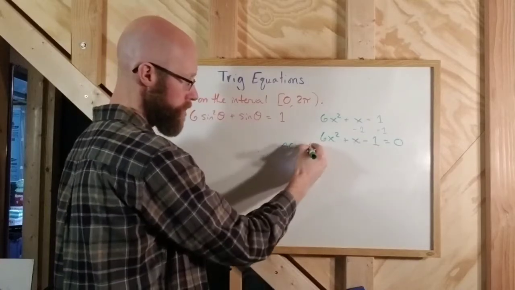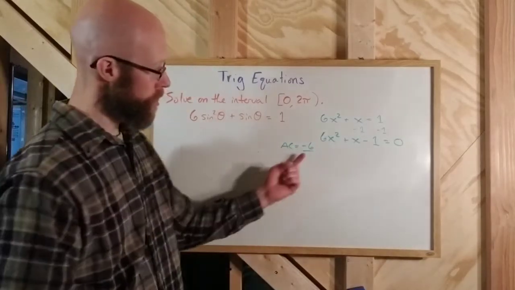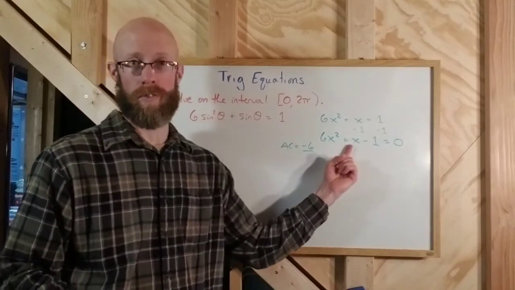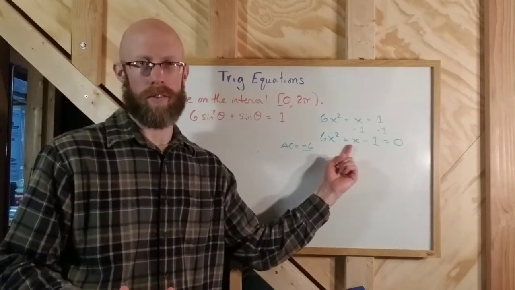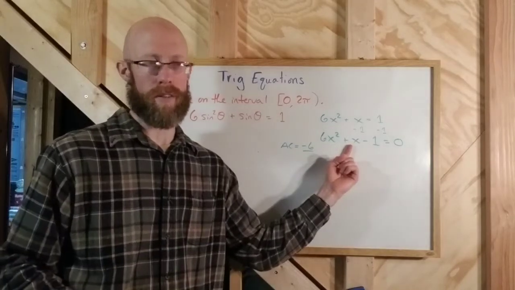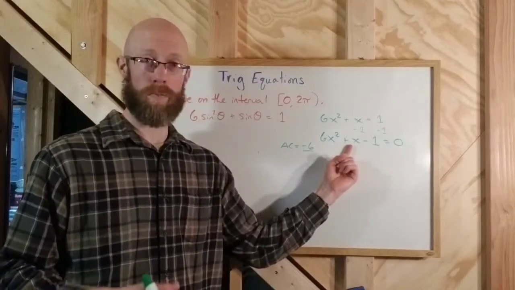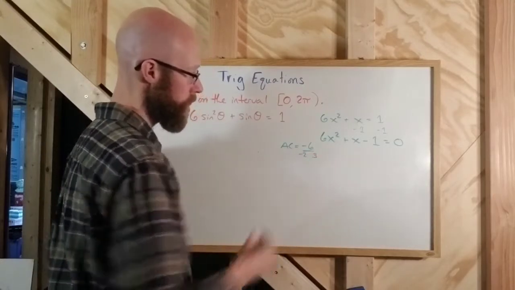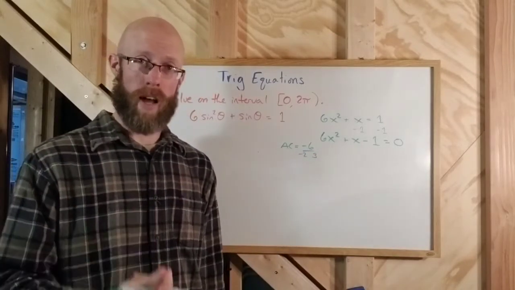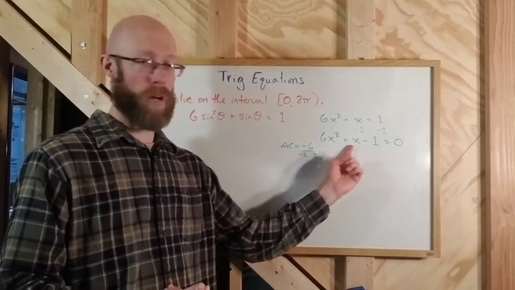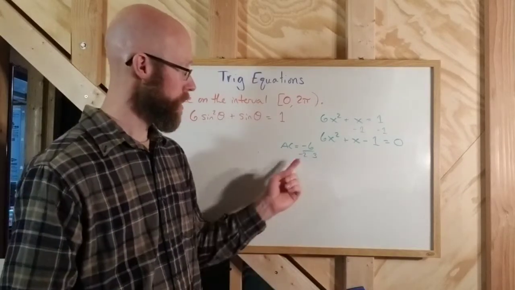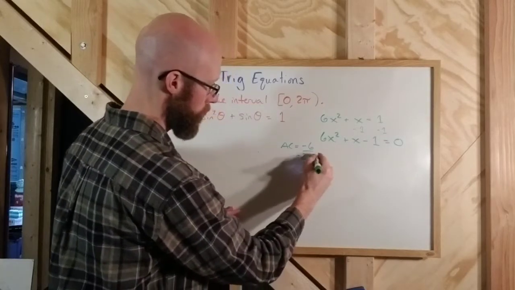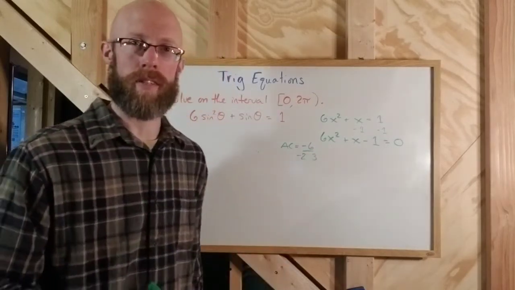6 times negative 1 is negative 6. And you would look for factors of negative 6 that add up to the middle coefficient. This is kind of the standard starting point for any of the processes. In this case, it would be 3 and negative 2, right? Negative 2 and 3. Those are the two numbers whose product is negative 6, whose sum is 1. Okay, negative 2 and 3. I'm going to write that a little bit bigger. I feel like it's not real easy to see.